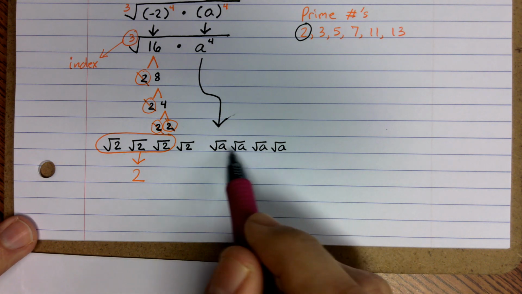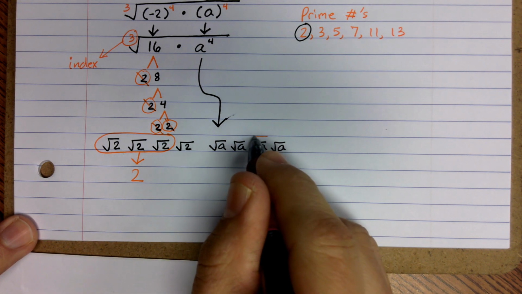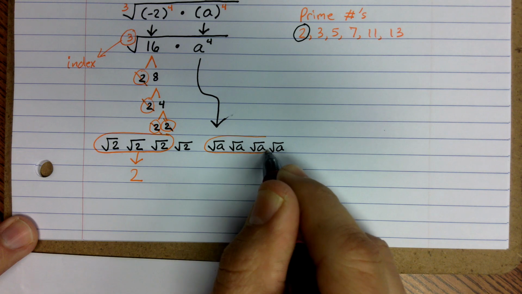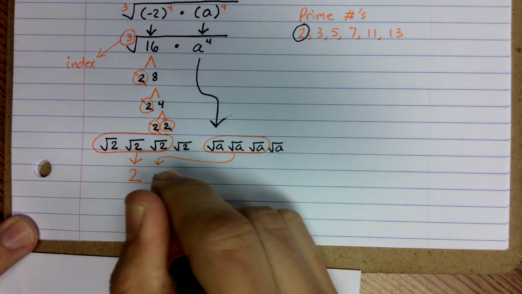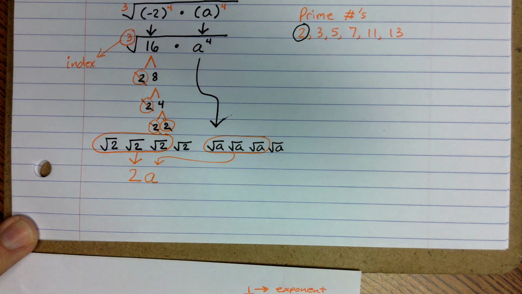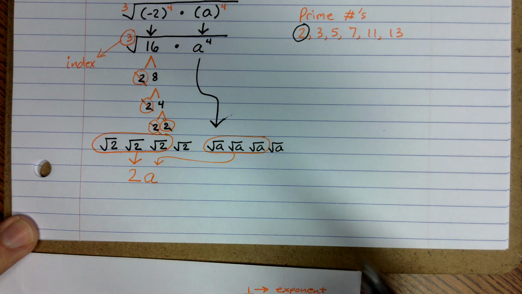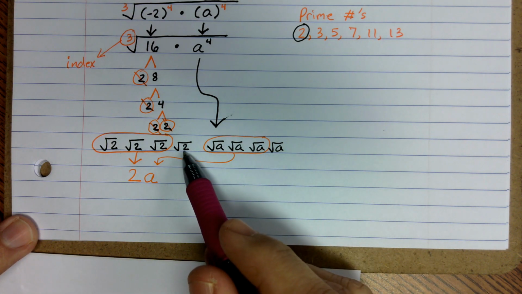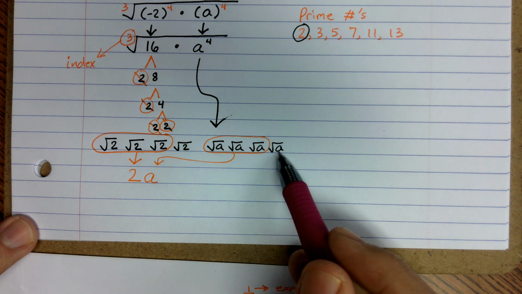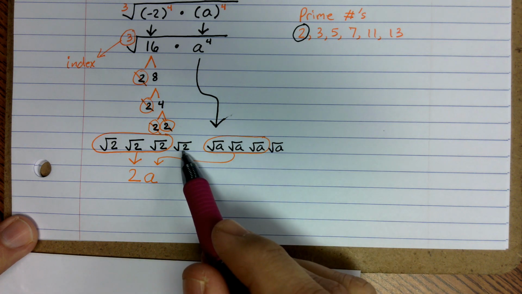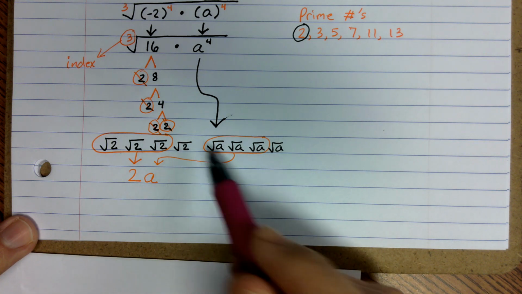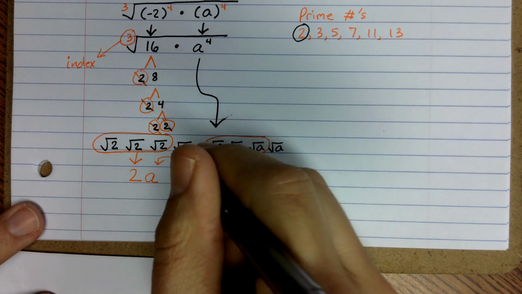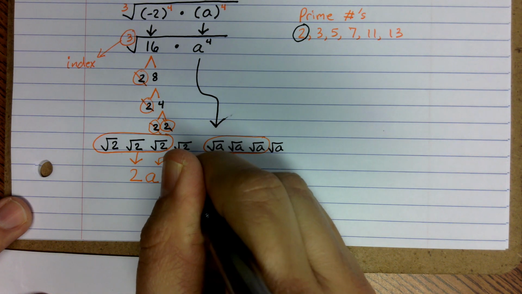Now I do need to group 3 of these a's together, because for every 3 radicals of a, it just becomes a value of a outside of a radical. So now I've been able to eliminate everything except for 1 square root of 2 and 1 square root of a. Because I don't have enough of these radicals in order to cancel out the radical symbol, I'm simply going to rewrite them at the end of my answer.